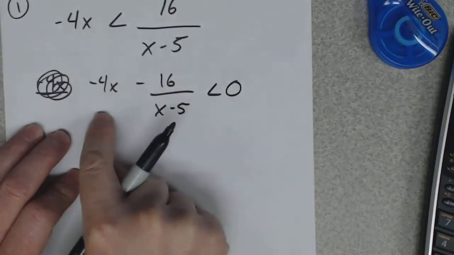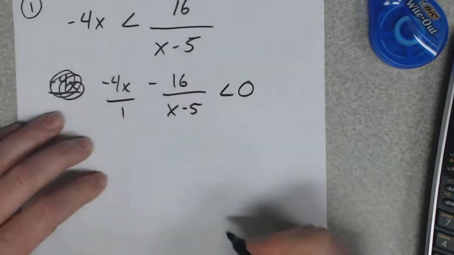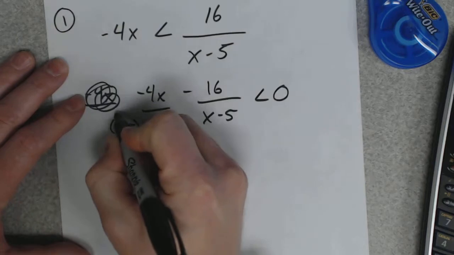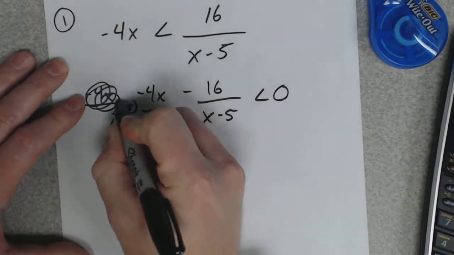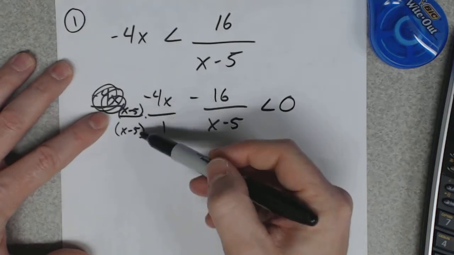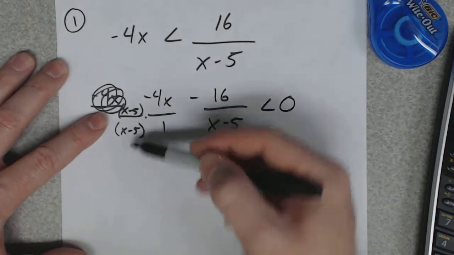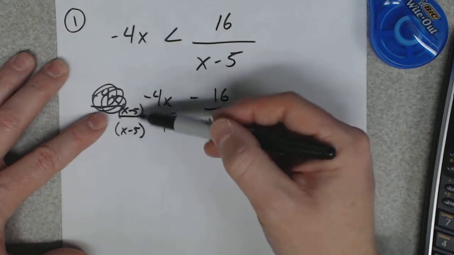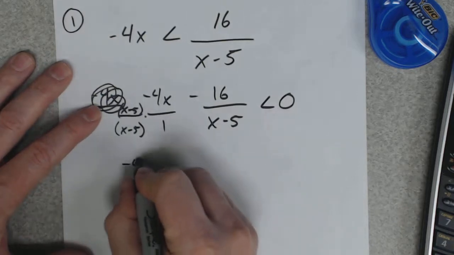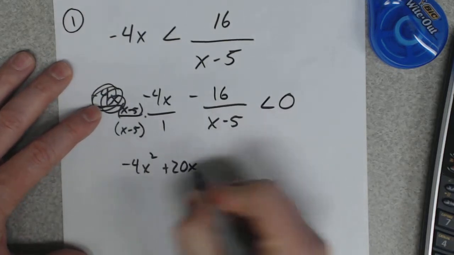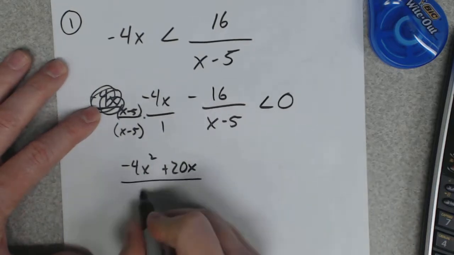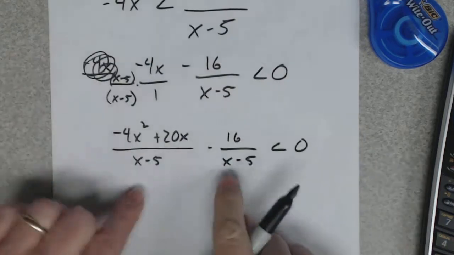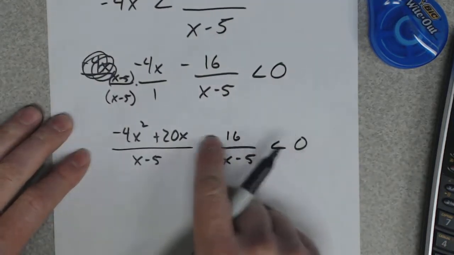Well, I can't put these things together because they don't have the same denominators. This has a 1 underneath it. I want an x minus 5 underneath this. So it is legal for me to just say x minus 5 over x minus 5. I'm going to multiply this fraction over here by x minus 5 over x minus 5. And that's just a fancy 1. It's legal because anything times 1 is itself. Anything divided by itself is 1. So I multiply this out. You get negative 4x squared plus 20x over x minus 5, minus 16 over x minus 5, less than 0. Well, you've got the same denominators now, so you just subtract this off. You just put the negative 16 over here.